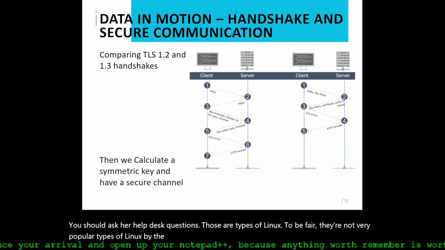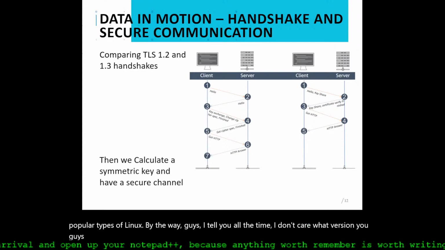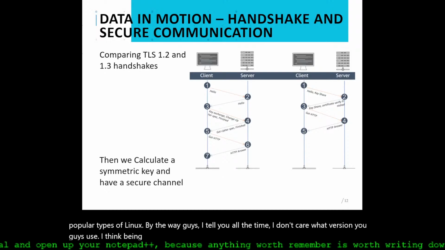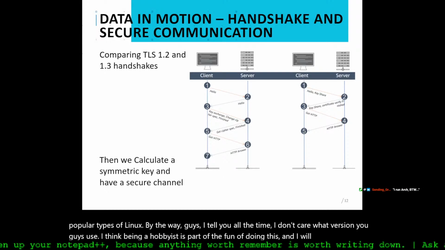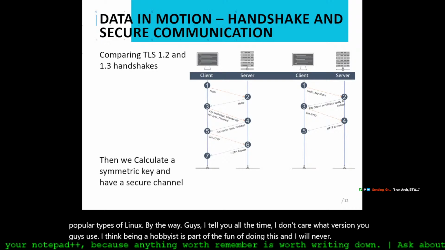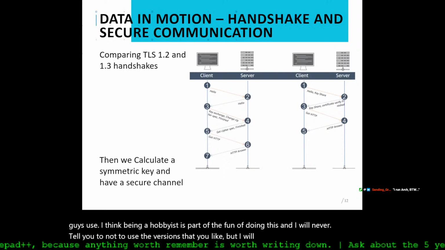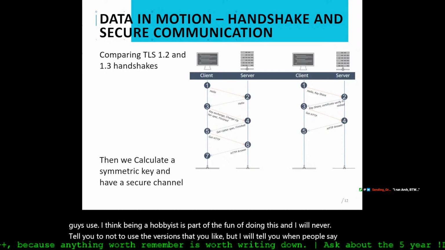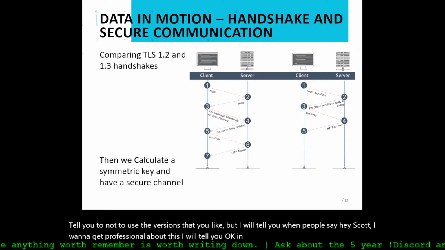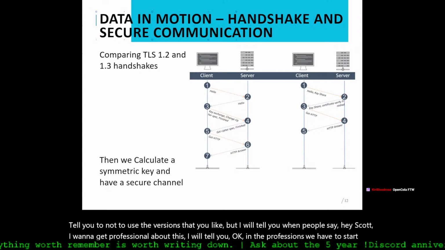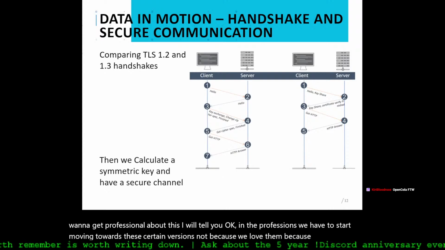By the way, guys, I tell you all the time, I don't care what version you guys use. I think being a hobbyist is part of the fun of doing this. And I will never tell you not to use the versions that you like. But when people say, hey, Scott, I want to get professional about this, I will tell you, okay, in the professions, we have to start moving towards these certain versions. Not because we love them, because that's what everybody's paying us to do.